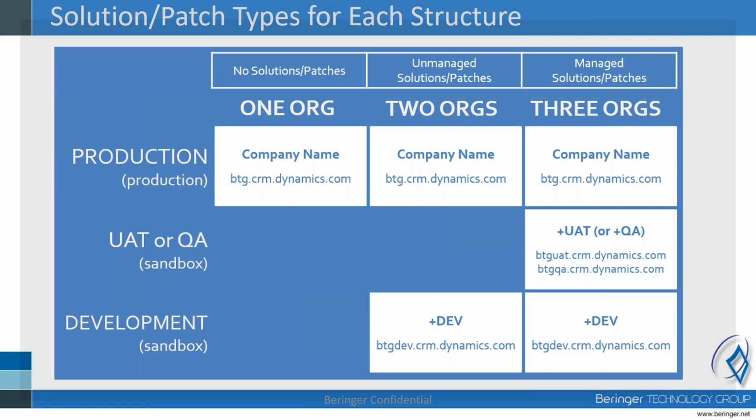If you have a 3 org environment with 2 sandboxes, then you have the ability to do all your development in your dev environment, and then you can use managed solutions and patches to deploy everything to a UAT or QA org. All your users can do their testing in that org, and you can make sure that that managed solution is correct before you take that managed solution and deploy it out to your production environment where everybody's working live. Okay.